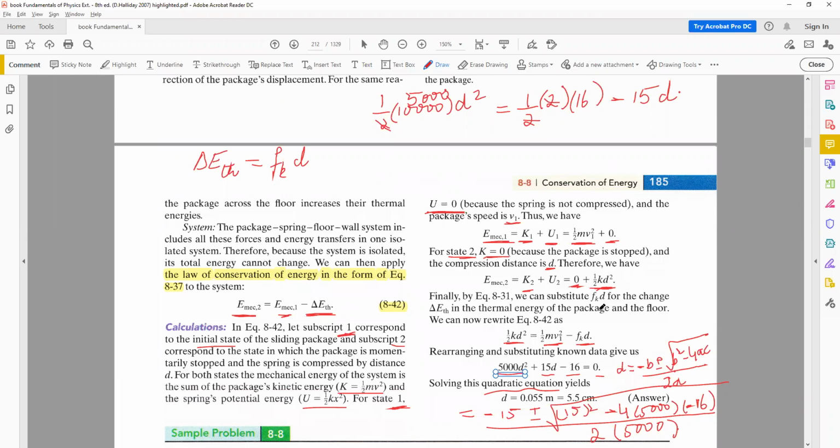Initially, if all the quantities are in the SI system, everything was in SI, right? The mass was in kg, the velocity was in meters per second, the energy was in joules, and the force was in newtons. So everything was in SI. Therefore, the answer is in meters. The answer you will get will be in meters. Okay, understood? Yes, ma'am.